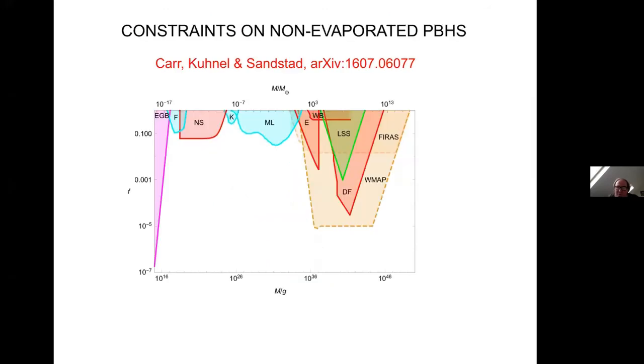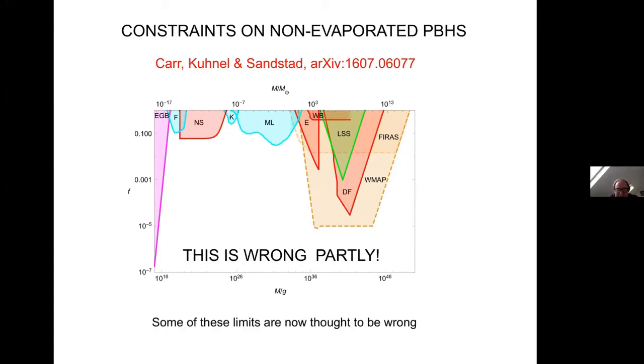But now, what about the non-evaporating black holes, which in principle might be the dark matter? This is the paper I wrote with Kuhnel and Stansted in 2016, and now I was quite amused because when Stefano gave his talk, he put in big letters, "This is wrong," and it's right in a way. I would say it's wrong partly because some of it's right, but in particular, the point is a lot of these limits are now thought to be wrong.